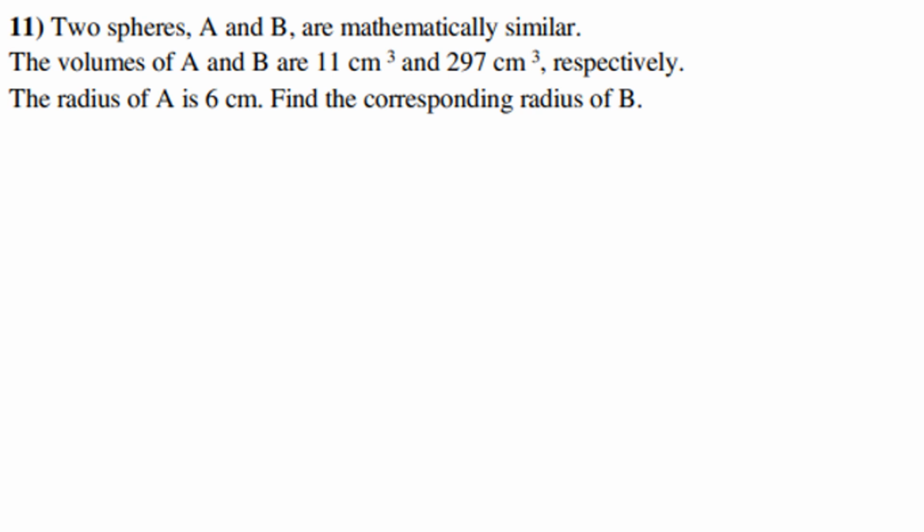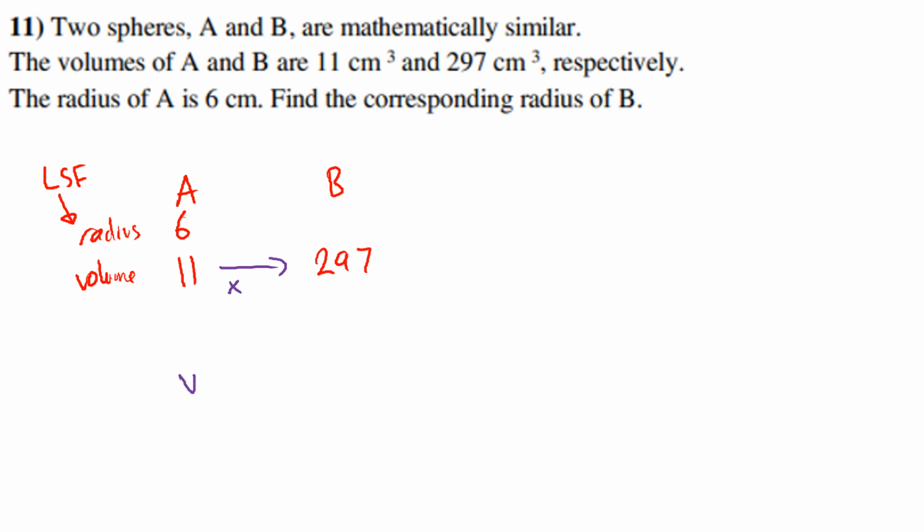So let's look at two last examples here. We've got volumes of 11 and 297. So we've got A and B. We want to find out the radius, and the radius is a length. So we're going to need to use a linear scale factor to do it. What we have is the volume. So we have volumes of 11 and 297 and a radius of 6. So what we need to work out is, what is the VSF? What are we multiplying by to get from 11 to 297? So we'll divide that through, and we'll get that the VSF is 27.